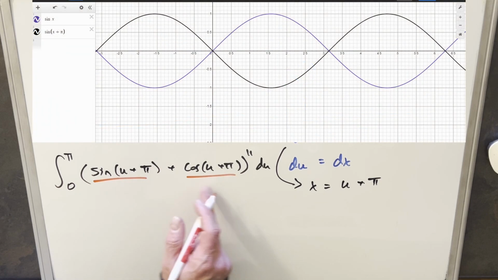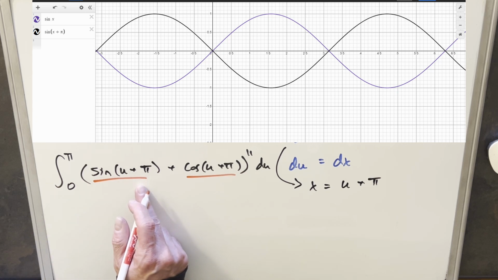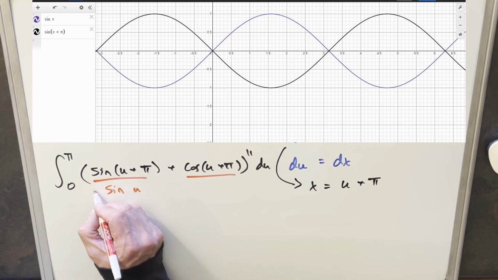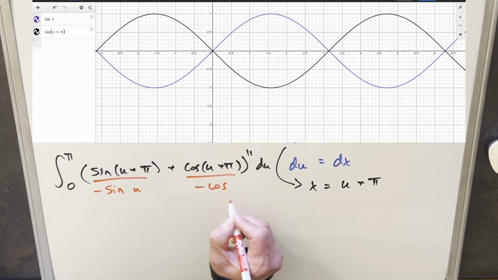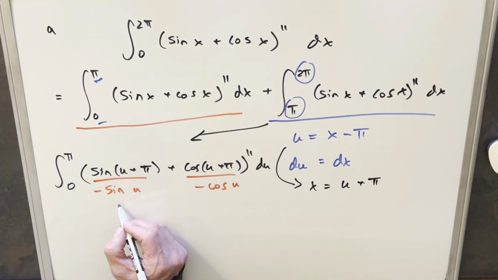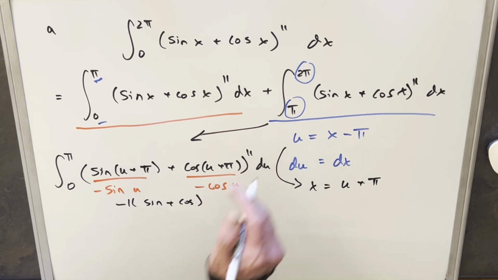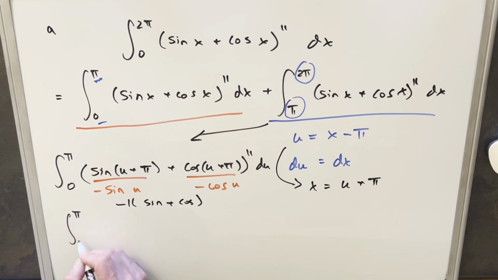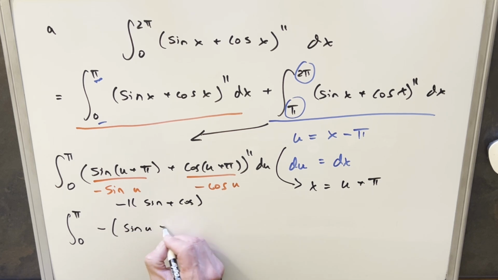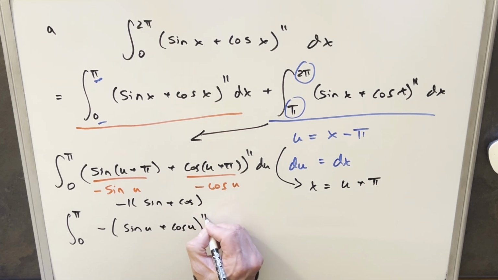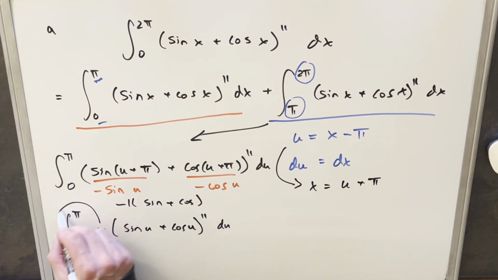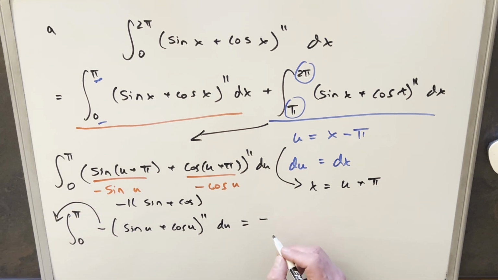If you shift sine or cosine by pi in either direction, plus or minus, you just get the negative of it. So this is going to be minus sine u, and this is going to be minus cosine u. But when I rewrite, I'm going to factor a minus out, so I have minus (sine plus cosine), and this is going to be a minus 1 raised to the 11th power. Minus 1 raised to the 11th power is a minus 1 in front. Then we get back sine u plus cosine u to the 11th du. Now I can bring the minus sign out front of the integral.